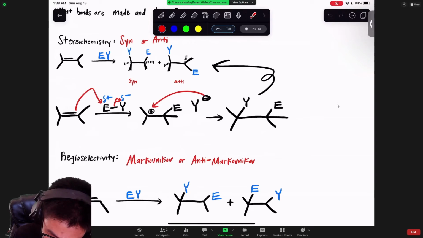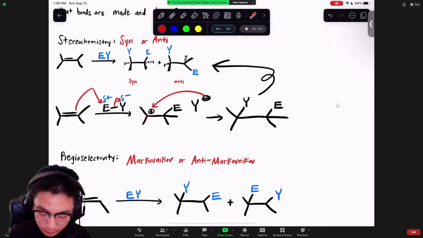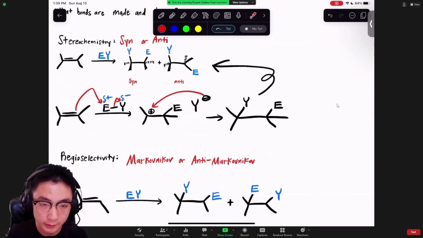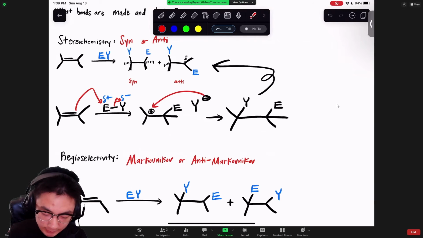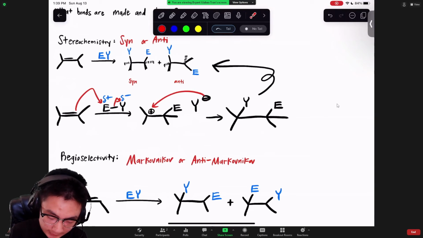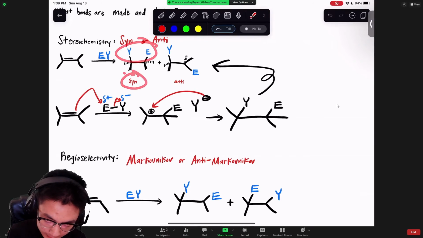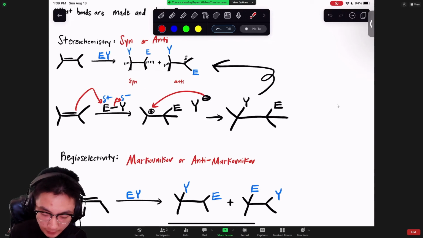We see that this attack can attach this electrophile on the top or bottom side. Let's say it attaches on the top side, and then this is the sp2 carbocation over here. This nucleophile can do an SN1 reaction where it can attack on the top side or bottom side. If it attaches on the top side, then that would be syn addition, where they both attach on the same side. But if it attaches on the bottom side, then there would be anti-addition, where they are opposite from each other.